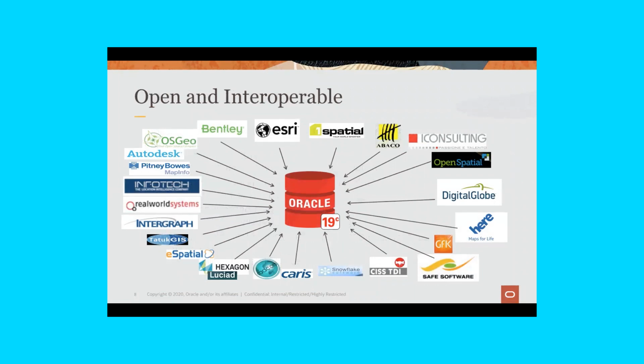From day one, when we built the spatial features into the database, we made them open and interoperable. That means because we are a platform technology, we wanted to bring in as many partners as possible so that they can build applications on top of the technology that we provide. The philosophy is very similar to what we used to do in the relational space. We used to have PeopleSoft, SAP, and all of these different types of applications that build on top of Oracle Database. Similarly, we have several of these partners that we worked with. They all build applications on top of the core technology that we provide on top of the database.